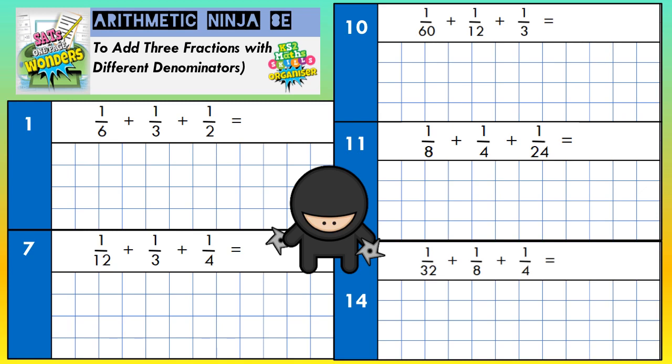So the same applies as when we're dealing with 2 denominators. So we've got to find a common denominator. So we've got a 6, a 3 and a 2. We need a number that all 3 of those numbers go into. What I suggest you do is pick one of the numbers and see if the other 2 go into it.